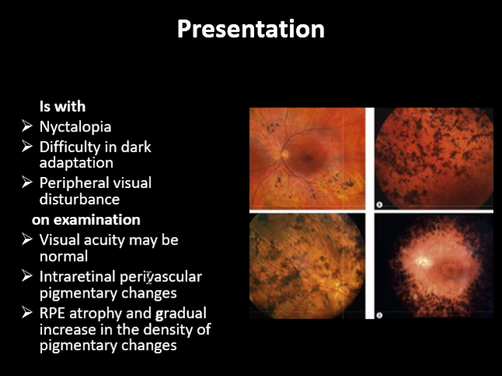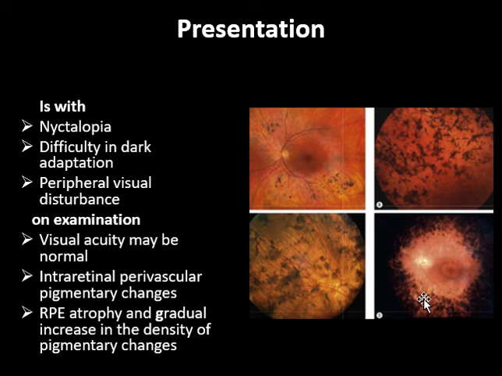There are intraretinal perivascular pigmentary changes. See this one? These are the vessels, and surrounding these vessels, these are the pigmentary changes. These pigmentary changes increase with the passage of time. Ultimately, this is the final picture, and there is atrophy of the RPE.